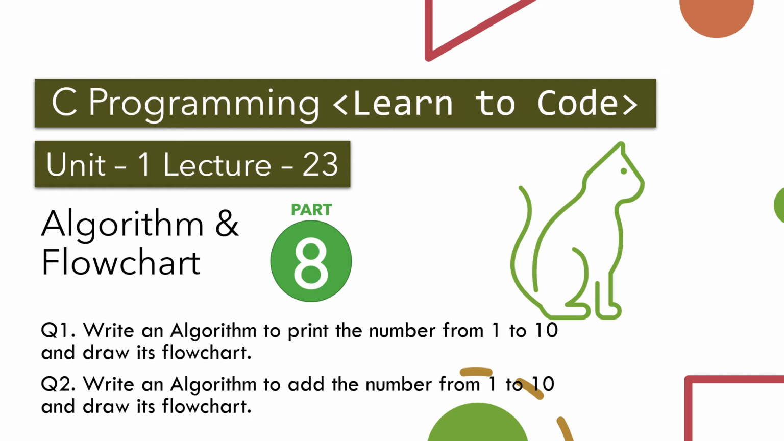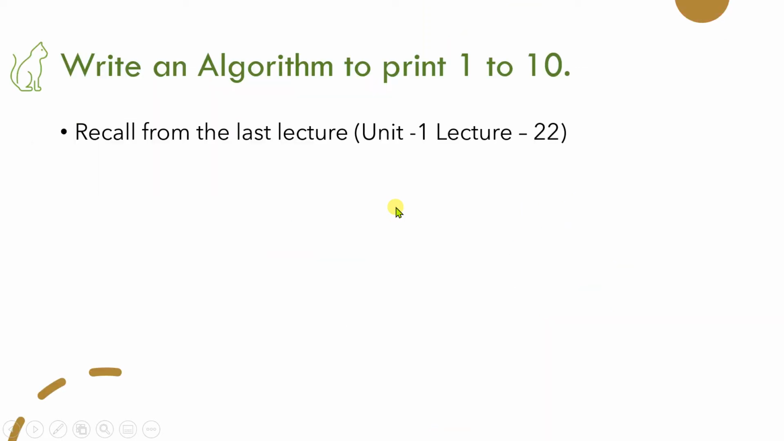This is the 23rd lecture of Unit 1, and in this lecture we will continue our discussion on algorithm and flowchart. Today we are going to solve another two problems related to the while loop, and the questions are mentioned over here. Write an algorithm to print the numbers from 1 to 10 and draw its flowchart. And the second question will be: write an algorithm to add the numbers from 1 to 10 and draw its flowchart. So let's begin one by one.